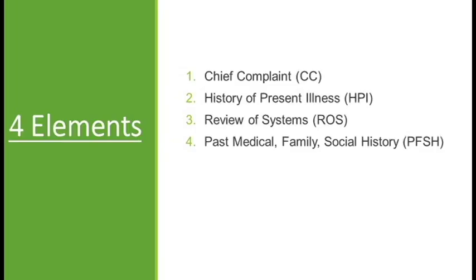History can be correlated to the subjective portion of a provider's progress note. History is comprised of four separate elements: the chief complaint, the history of present illness, also known as HPI, the review of systems, or ROS, and the past medical family social history, which is referred to as PFSH. Depending on how much information the provider chooses to obtain and document in each of these elements will determine the overall level of history for the encounter.